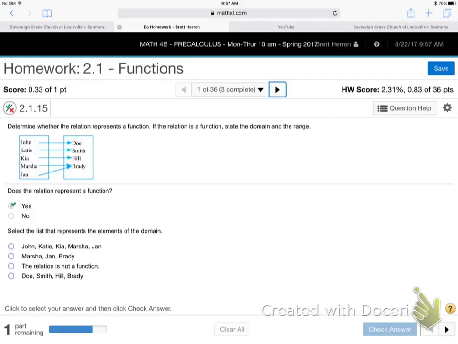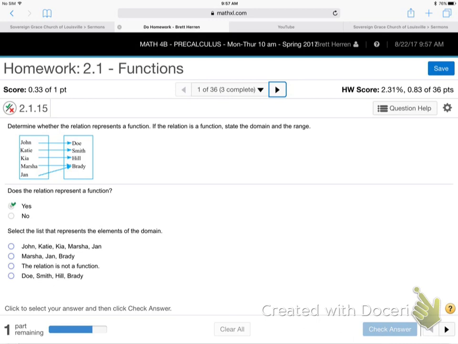Okay, there we go, 2-1. 2-1's all about functions. Functions are, you probably know a fair bit about functions already. We're going to get a little more theoretical about them. Functions are a relationship between inputs and outputs. That's what a function is.